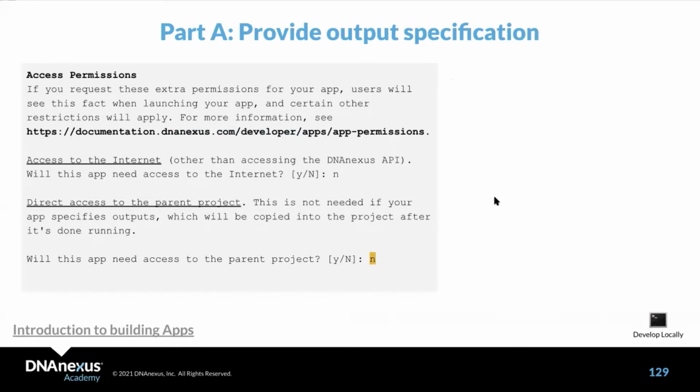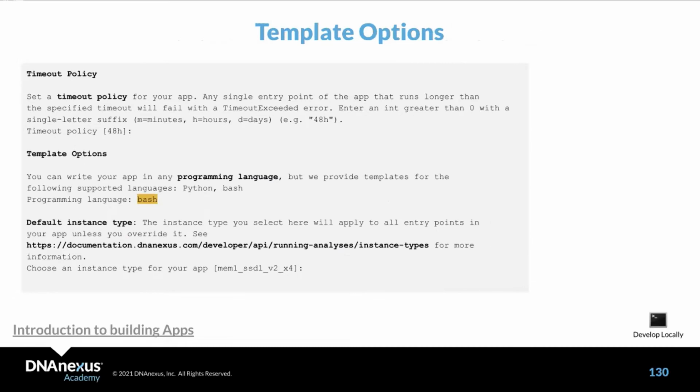Then you need to provide an output specification, whether you need to provide some specification about the access, whether there needs to be access to the internet, and whether it needs to have direct access to the parent project. Direct access to the parent project means apart from all of the input files that you provided, which is in most cases no.